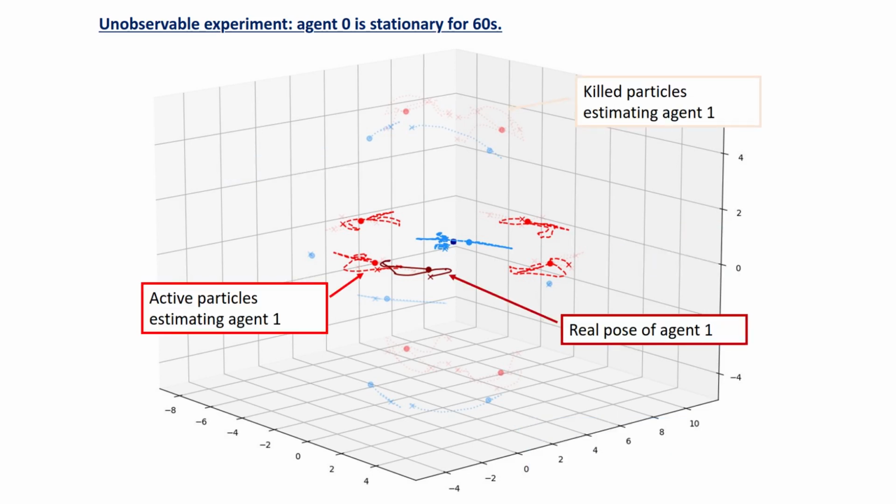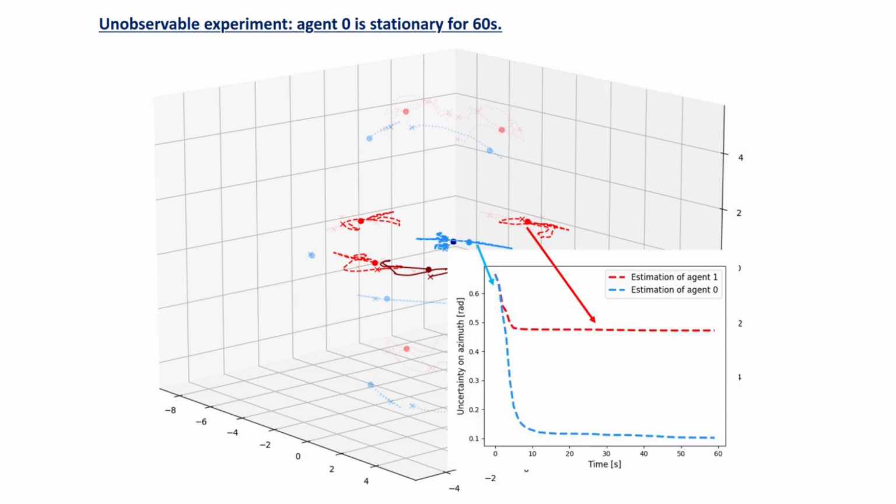Similarly, 4 remaining estimations of Agent 1, shown in red, spread around Agent 0 in a circle. These represent the distribution of the initial azimuth. It is to note that the azimuth uncertainty of each of these particles stays around 0.5 radians, while the azimuth uncertainty for Agent 0 drops below 0.1 radians.